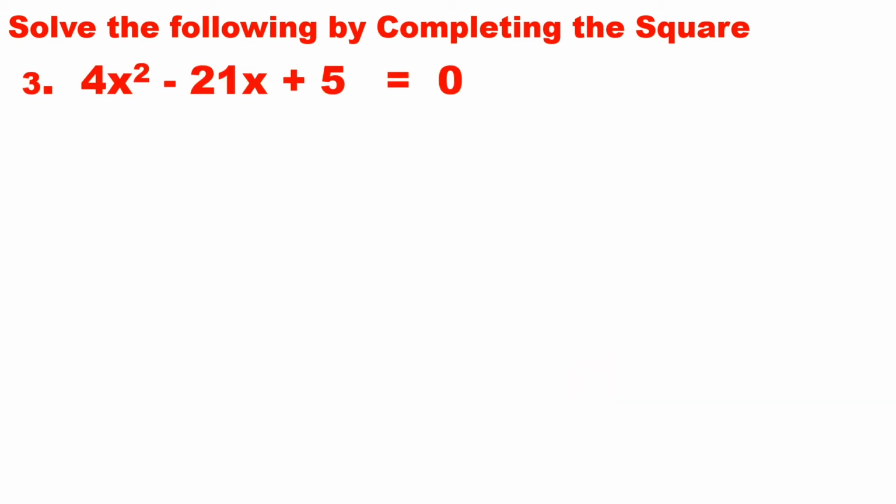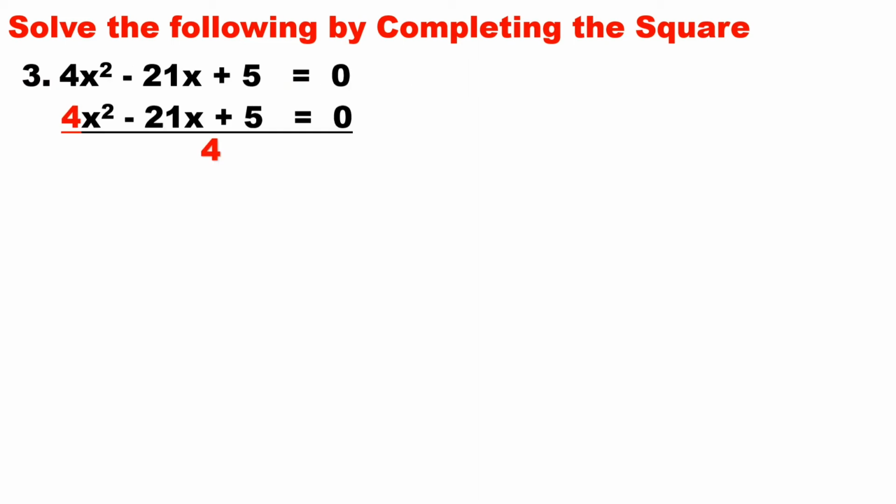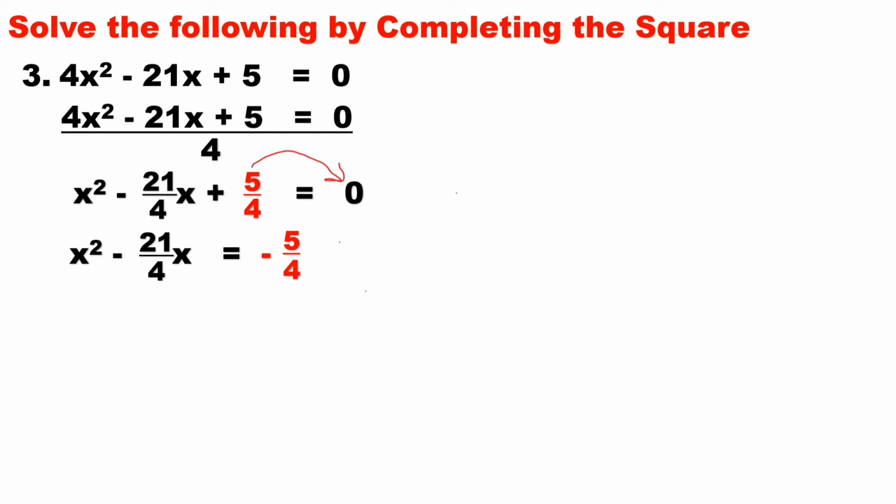Problem number 3, solve by completing the square. 4x squared minus 21x plus 5 equals 0. Again, first to do is remove the coefficient 4 on the first term by dividing both sides by 4. And it is equal to x squared minus 21 over 4x plus 5 fourths equals 0. Then transpose the constant 5 fourths to negative 5 fourths to the right.